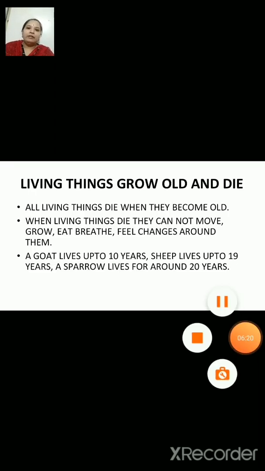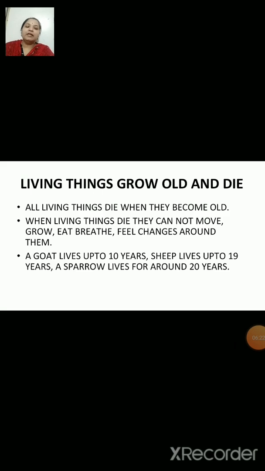Now, the next thing is living things grow old and die. All living things die when they become old. When living things die, they cannot move, grow, eat, breathe, or feel changes around them. Then we say that the thing has died, be it an animal or a human being.